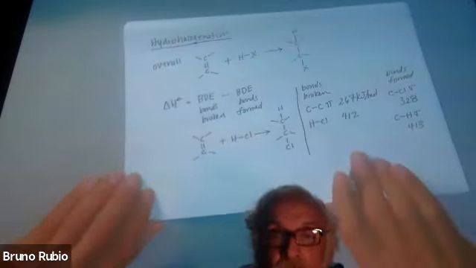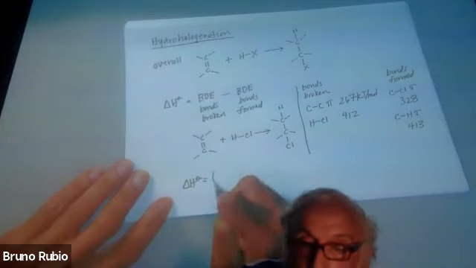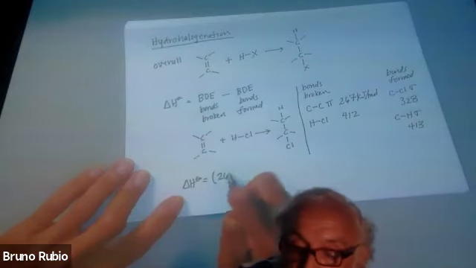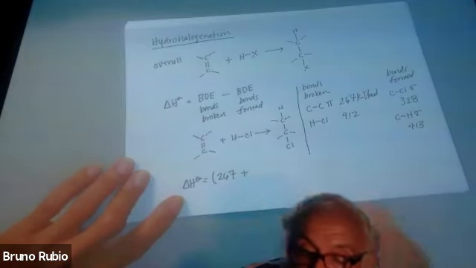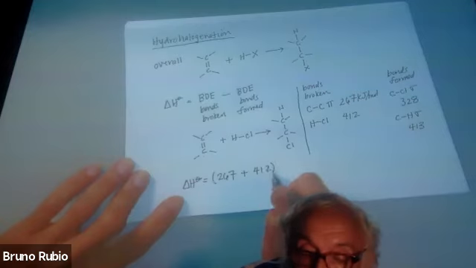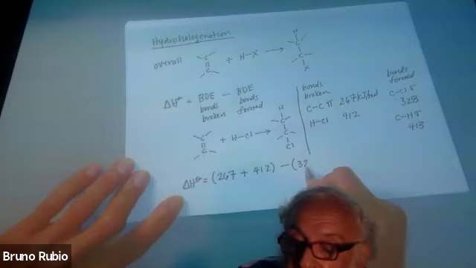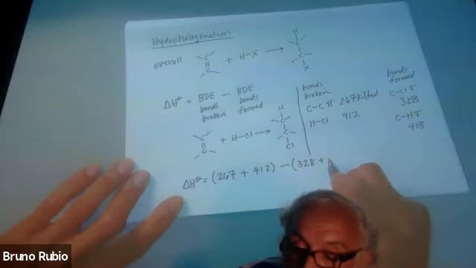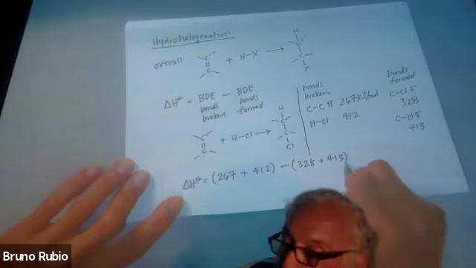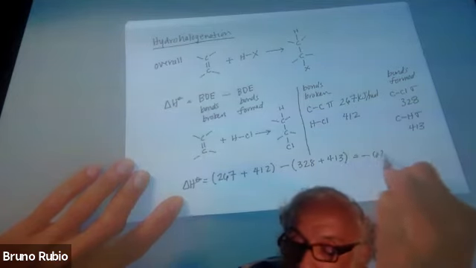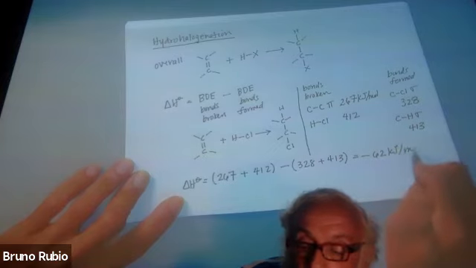Okay, so now I'm ready to calculate the delta H of this reaction. Delta H standard will be the bonds that were broken, that's 267 plus 412, minus the bonds that were formed, that's 328 plus 413. And so this works out to be minus 62 kilojoules per mole.